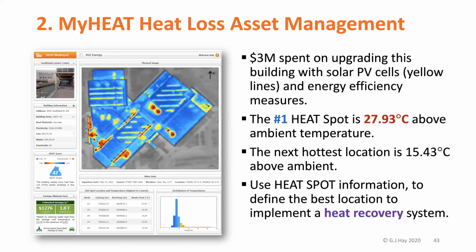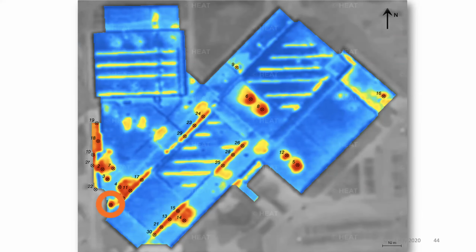So having a heat recovery system is a really good thing, but you need to know where the heat is leaving. It just so happens that heat is leaving at this location right here, and it's almost 28 degrees above the ambient roof temperature or ambient air temperature. So the city spent a lot of money, but here's an opportunity for them to use the heat information that's leaving their building and actually use it to heat up their building, as a heat recovery system. So this is an example of the different types of things that we can provide.